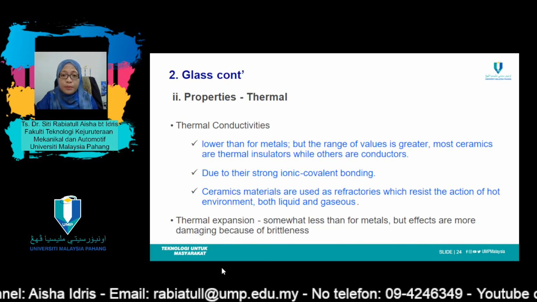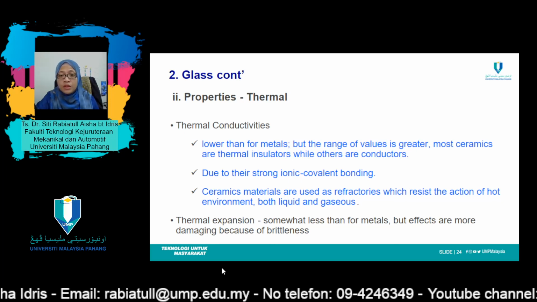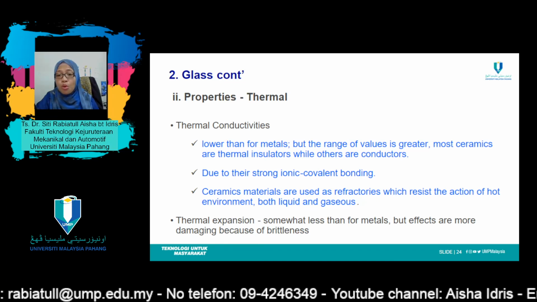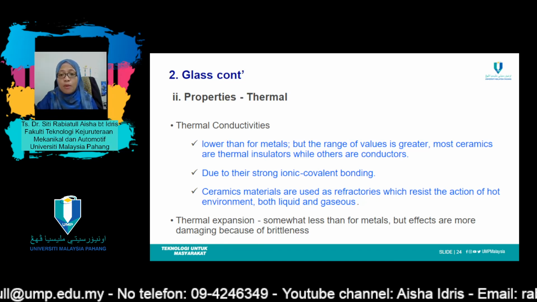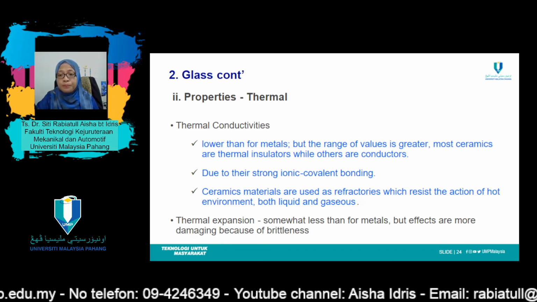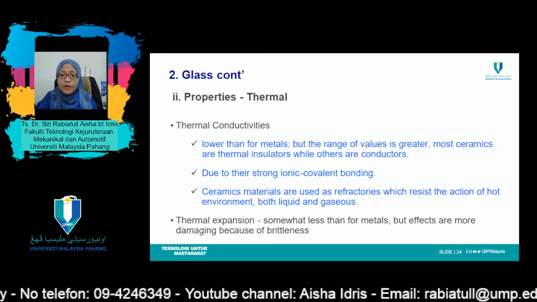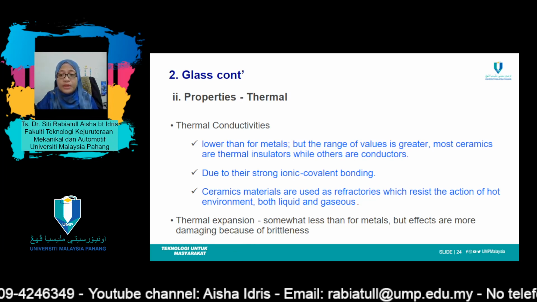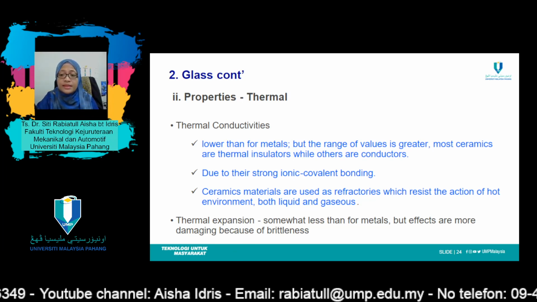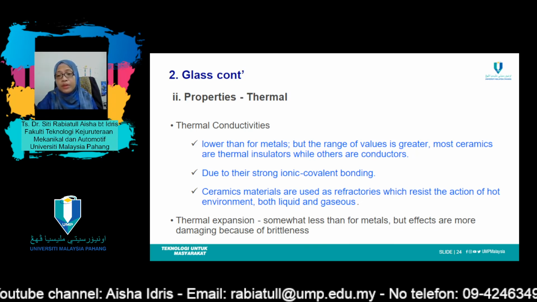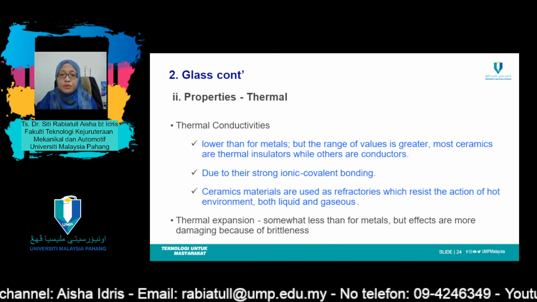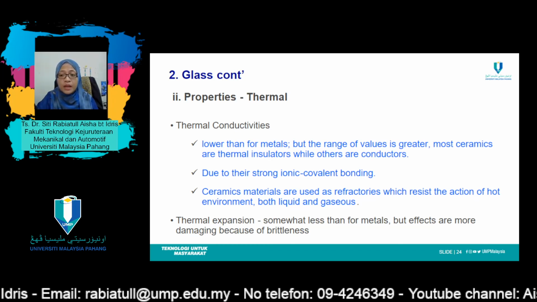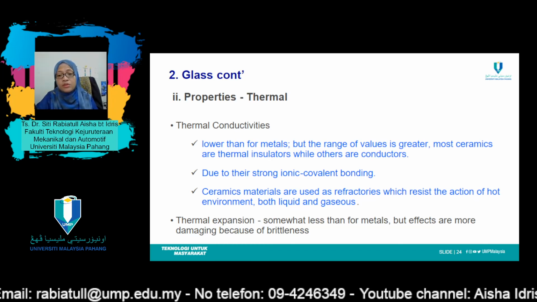As for the thermal properties, number one is thermal conductivity, which is lower compared to metals. Due to their strong ionic and covalent bonding, ceramic materials are used as refractories, which resist the action of hot environments, both liquid and gases. Number two is thermal expansion, which is somewhat less than metals, but the effects are more damaging because of brittleness.